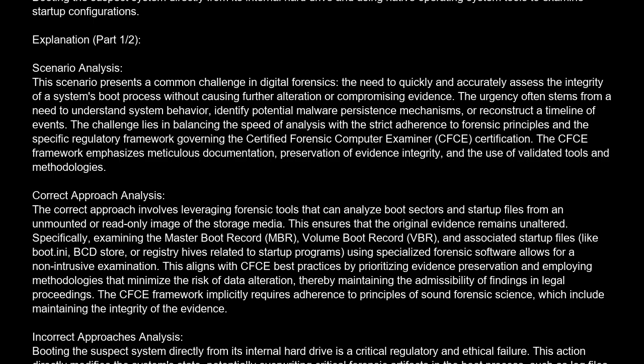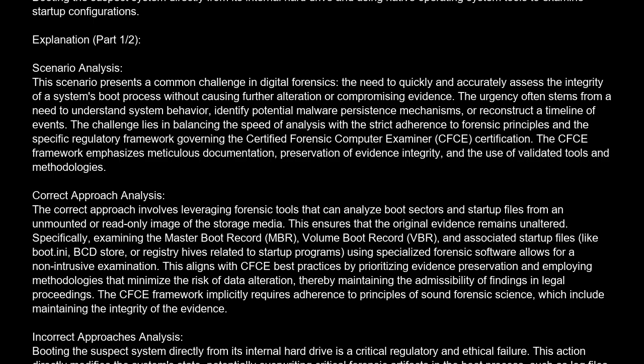Using specialized forensic software allows for a non-intrusive examination. This aligns with CFCE best practices by prioritizing evidence preservation and employing methodologies that minimize the risk of data alteration, thereby maintaining the admissibility of findings in legal proceedings. The CFCE framework implicitly requires adherence to principles of sound forensic science, which include maintaining the integrity of the evidence.